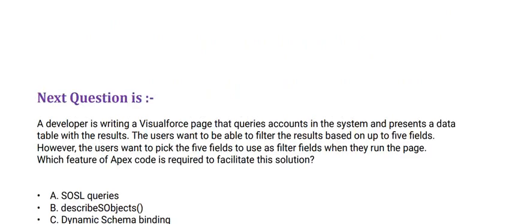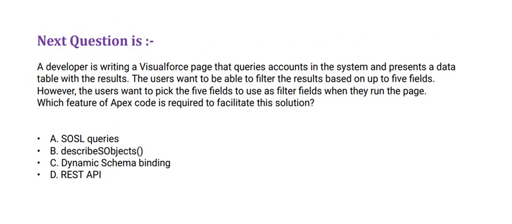Next question is: a developer is writing a Visualforce page that queries accounts in the system and presents a data table with the results. The user wants to be able to filter the results based on up to 5 fields. However, the user wants to pick the 5 fields to use as filter fields when they run the page. Which feature of Apex code is required to facilitate this solution?